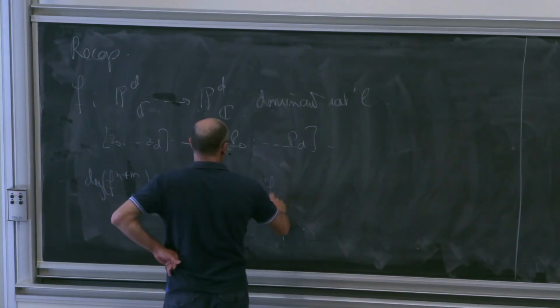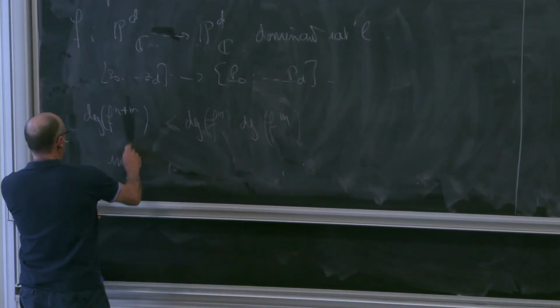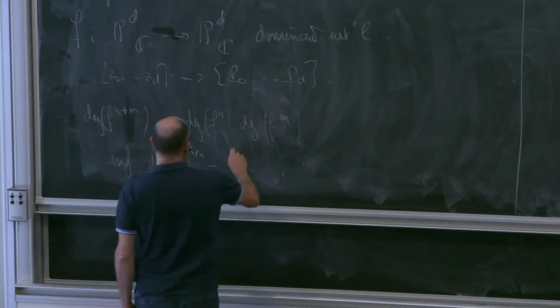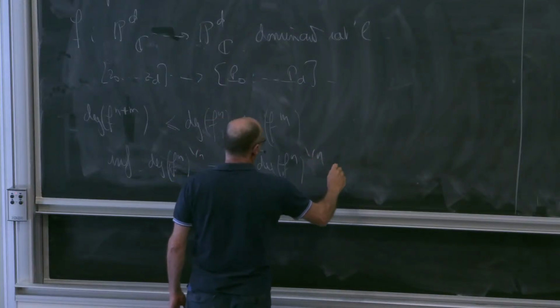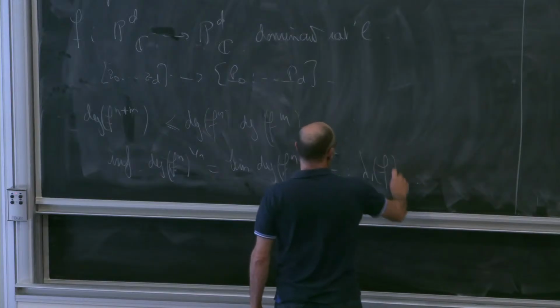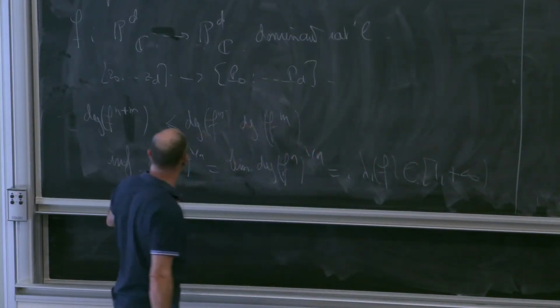So that by Fekete's lemma, the infimum of the degree of f^n to the power 1 over n is actually a limit. And this dynamical degree is some number between 1 and plus infinity, excluded.